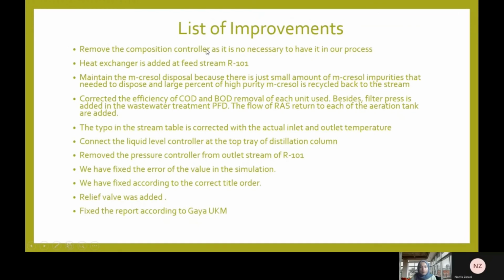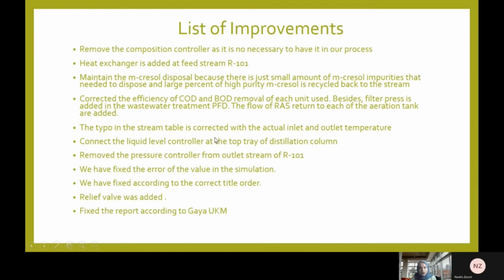For improvements, we have removed the composition controller as it is not necessary in our process. A heat exchanger is added at split stream reactor 1. We maintain the M-cresol disposal because there is just a small amount of M-cresol impurity that needs to be disposed, and a larger percentage of high purity M-cresol is recycled back to the stream. We corrected the efficiency of COD and BOD removal of each unit used. Besides, a filter press is added in the wastewater treatment PFD. The flow of the return to each of the aeration tanks is added. The typo in the stream table is corrected with the actual inlet and outlet temperature.